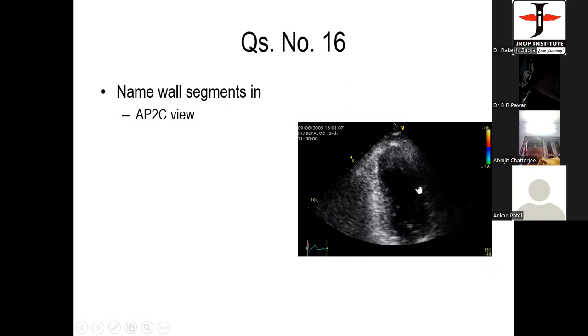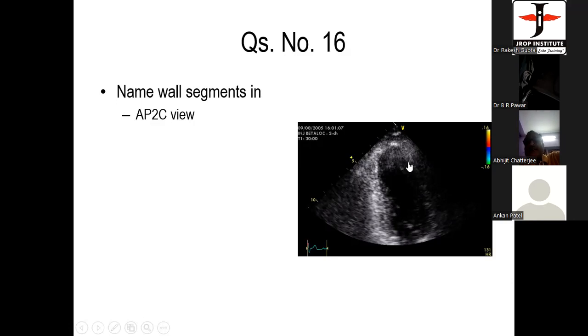Who's the next person, please? Dr. Nitin Gupta. Dr. Gupta, can you hear me? Yes, sir. So this is an apical 2-chamber view, and you can see the index marker. What wall is that? Can you see the marker? Yes, sir. What wall is that? The mid-anterior wall. Mid-anterior.